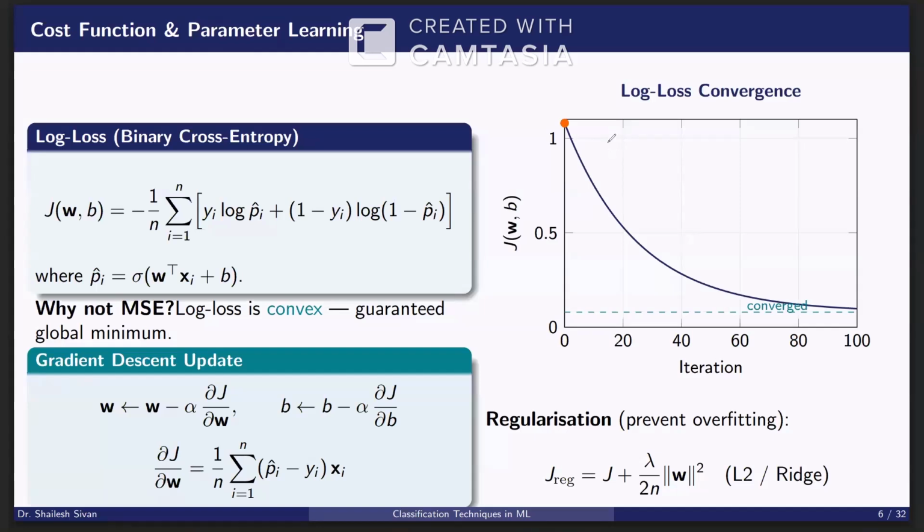So the values are yi and pi. The actual labels are 0, 0, 1, 1. The probabilities are, it is 0.